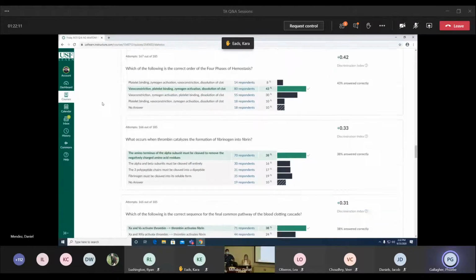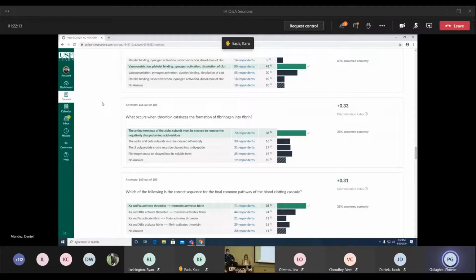Okay, and then the next question is, what occurs when thrombin catalyzes the formation of fibrinogen to fibrin?